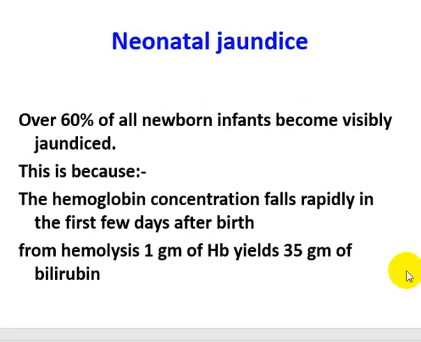Now we will talk about neonatal jaundice. Why is it a common problem? Because in frequency, it affects around 60% of all full term newborn infants. For preterm, this percentage is more, and may reach 80%. Why do they develop jaundice? Because hemoglobin falls rapidly in the first few days after birth, and 1 gram of hemoglobin can result in 35 milligram of bilirubin.